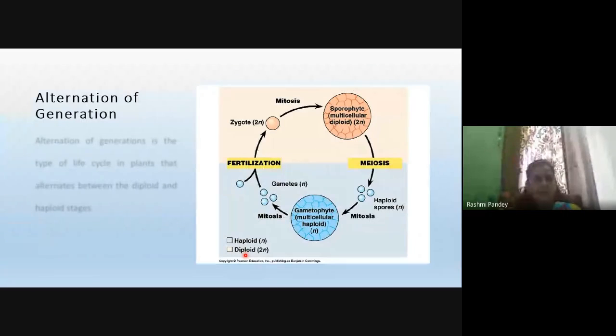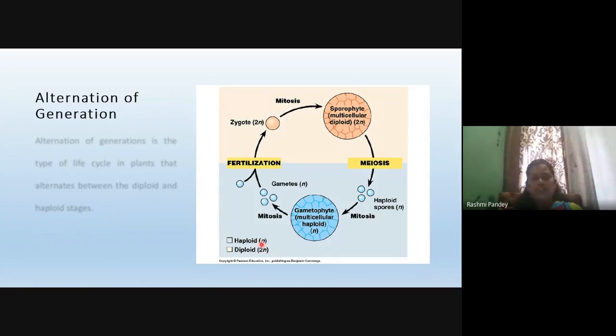Now we also use a term like alternation of generation. Now what is alternation of generation? My generation, then my children will come. Is that alternation of generation? What exactly is meant by alternation of generation? You have already come across this term many a times.